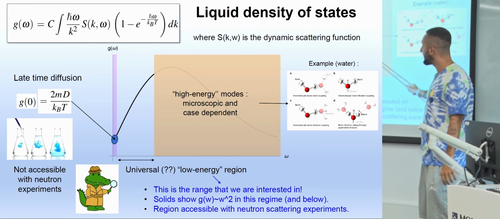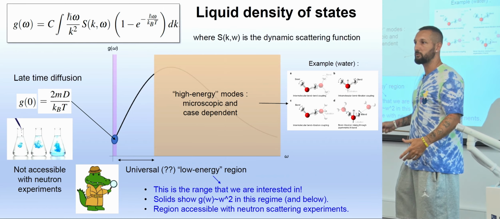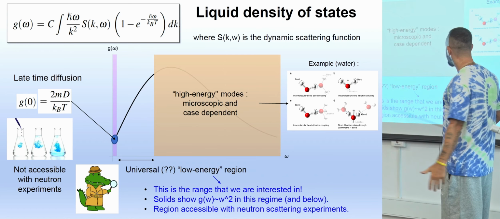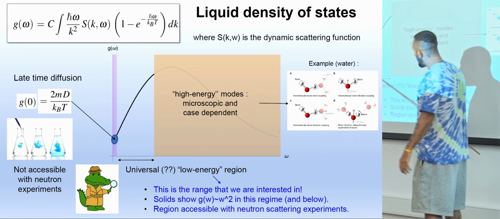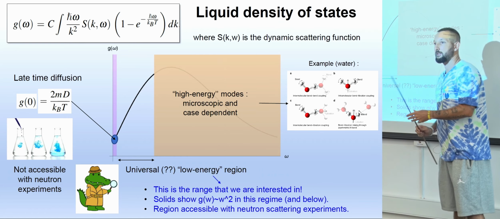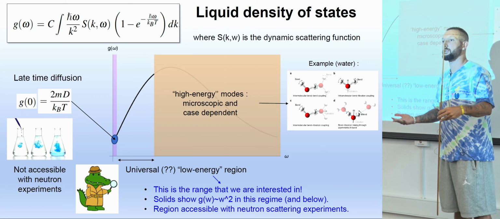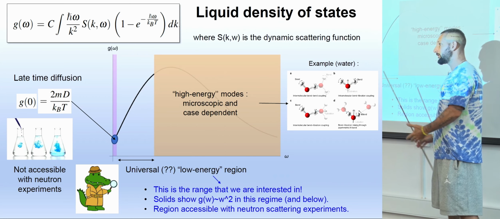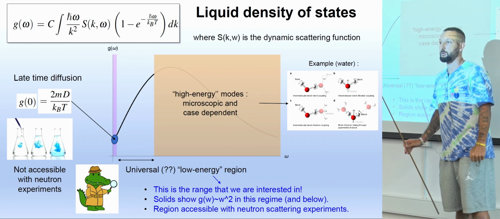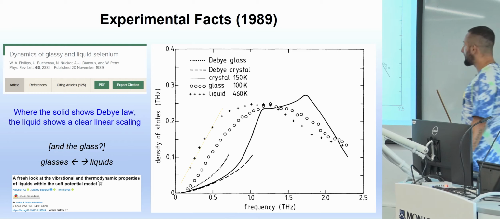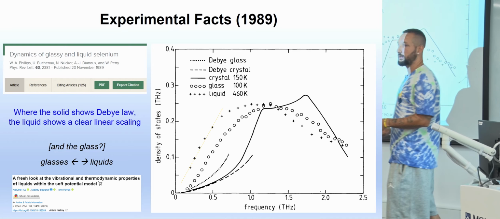So this, for me, as a theorist, is not too interesting because it's too microscopic, so I cannot make a theory to encompass all these phenomena. Now, on the opposite side, what I'm more interested in is some kind of low-frequency intermediate region where in solids, as I showed you before, I expect a universal Debye law, which is a quadratic scaling. So the question is, in solids, I know there is a quadratic scaling. What happens in liquids?